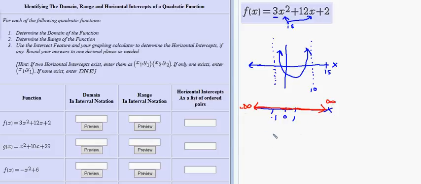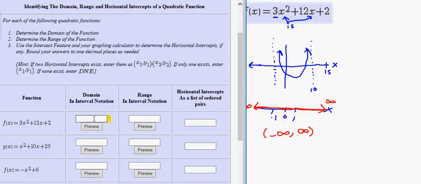So the domain in interval notation is going to be: the smallest x value you can put in would be negative infinity, which you never actually reach, so you use a parenthesis as opposed to a bracket. And then the farthest to the right the graph goes is forever to the right, so that would be infinity. And you never reach infinity, so I'm going to put a parenthesis there to indicate that you can't actually plug in infinity in there. Infinity is not a real number. So at any rate, this is what you type in there for all of them.